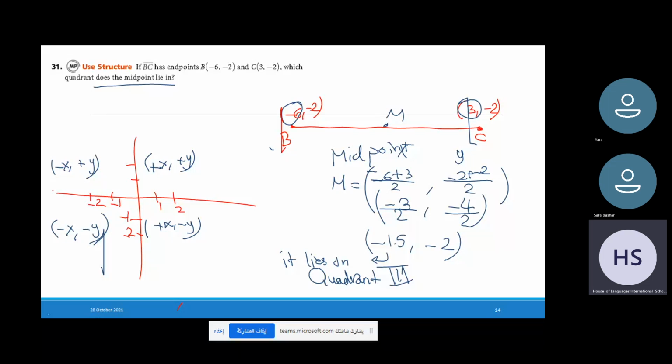Area of a triangle is half multiplied by. Bravo, yalla. We will talk about this next week, inshallah. Now, yalla.